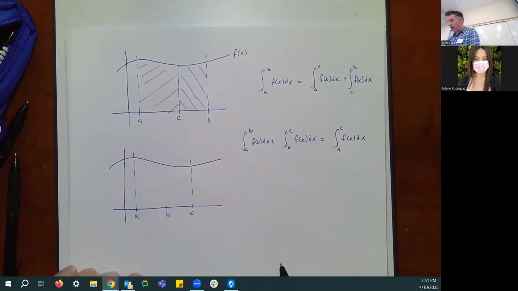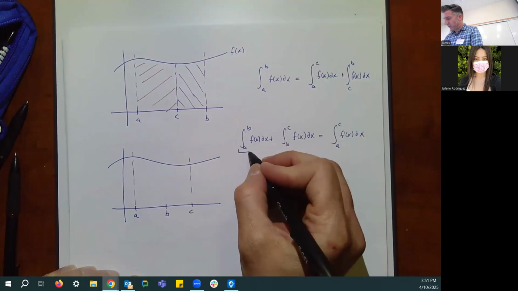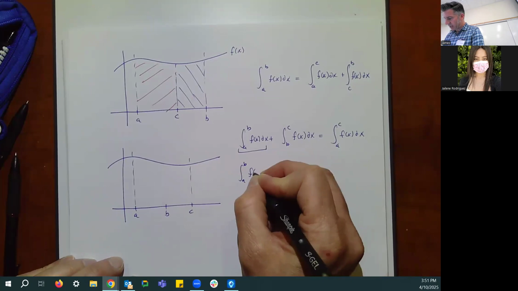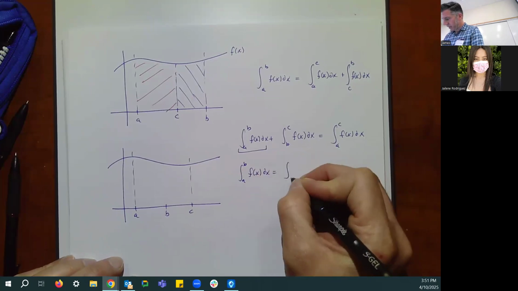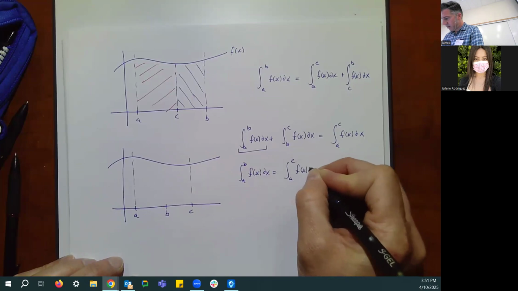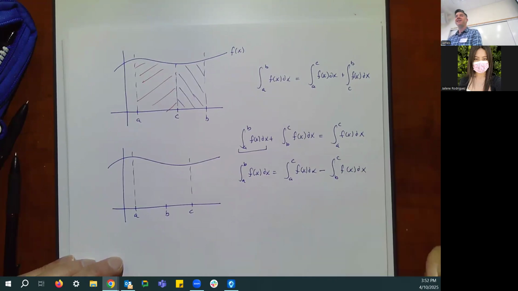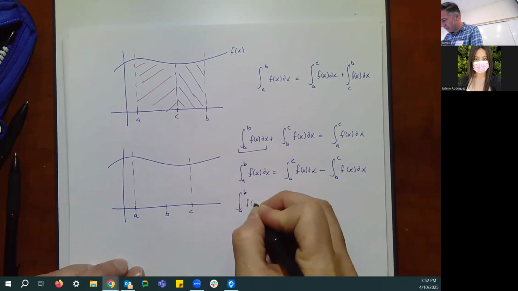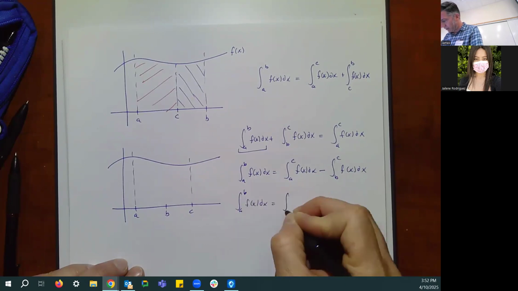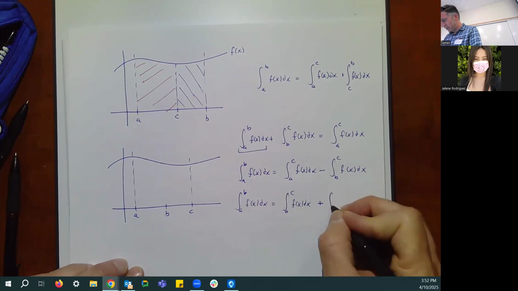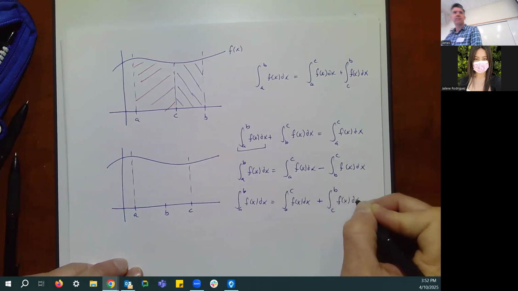But now check it out. I want to get this side by itself, so I'm going to bring that over there. I'm going to write this as the integral from a to b of f of x dx is equal to the integral from a to c of f of x dx minus the integral from b to c of f of x dx. But then I can interchange the limits of integration and change the sign and get that the integral from a to b of f of x dx is equal to the integral from a to c of f of x dx plus the integral from c to b of f of x dx. Kind of cool.